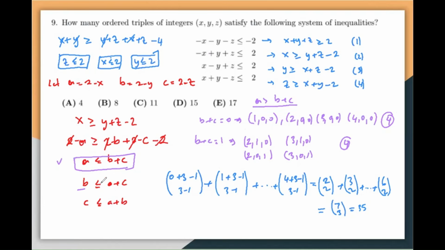And then if you take the same thing with the b version, like b is larger than a plus c, you get 8 more disqualifications as well. And same thing with 8 for the last case. So you should have 35 minus 3 times 8, which is actually 11. So this is one way of doing this problem.